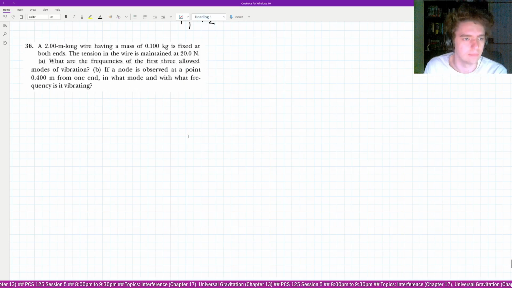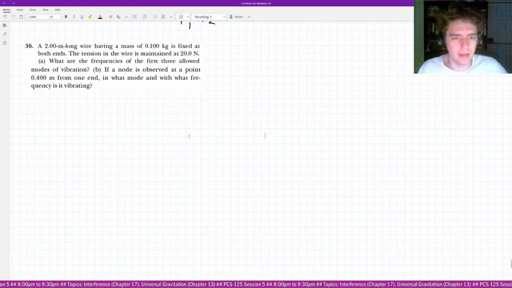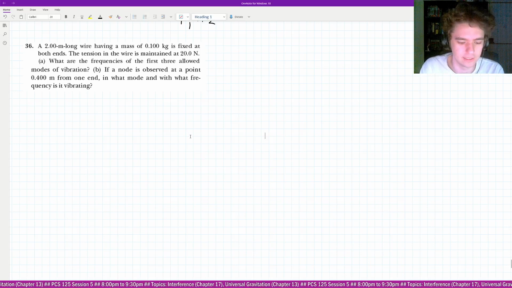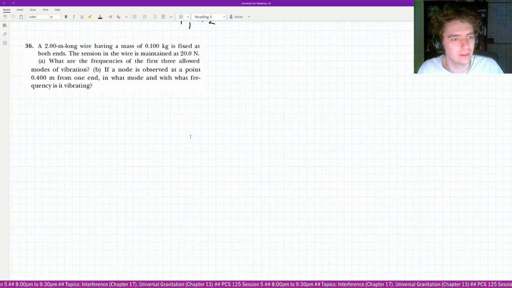Okay. So the question is, a 2-meter long wire having a mass of that is fixed at both ends. The tension in the wire is maintained at that. So we know the speed of the wave in the wire, right? Because it gave us the mass and the tension and the length. So essentially that first sentence is just giving us the speed. What are the frequencies of the first three allowed modes of vibration?